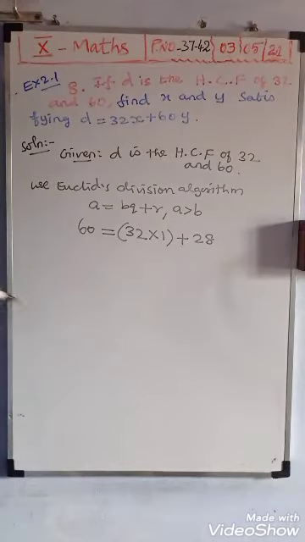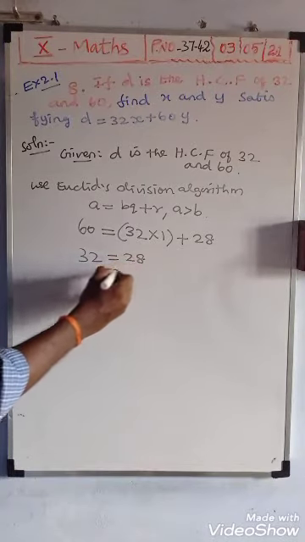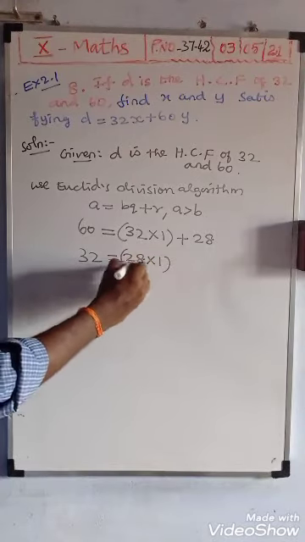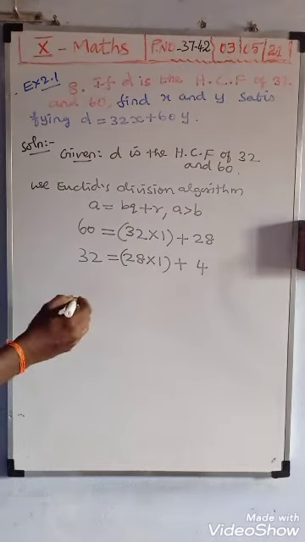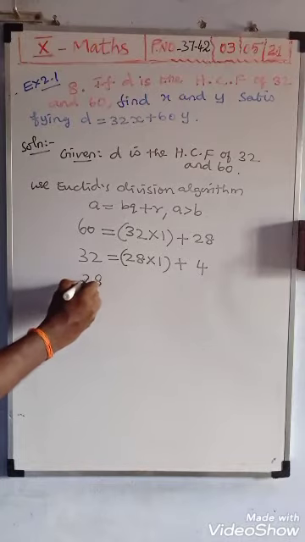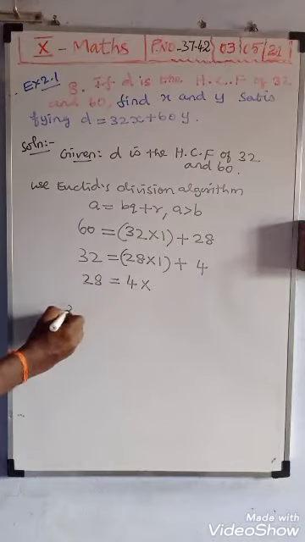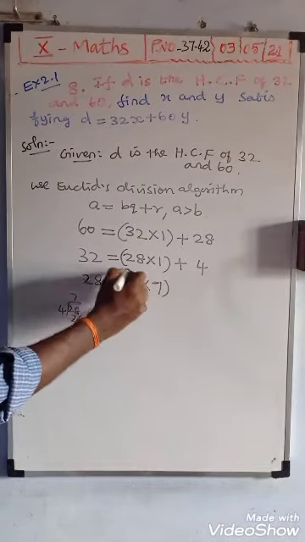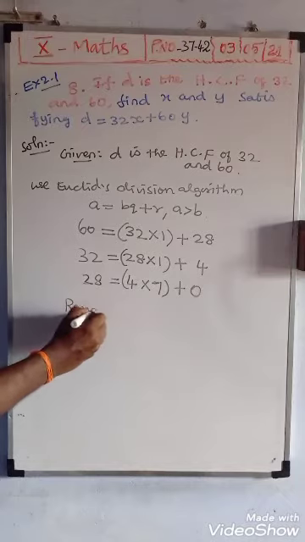So the remainder is 28. We didn't receive 0, which means 32 we want to write here, 28 we want here. While seeing itself we will understand, how many 28s are there in 32? Only one. So 28 into 1 plus remainder 4. Again the remainder is not 0, so 28 we want to write here, equal to 4 into how many times? 28 divided by 4, we will easily get the answer. 4 sevens are 28, remainder we received as 0. So 4 into 7 plus 0.